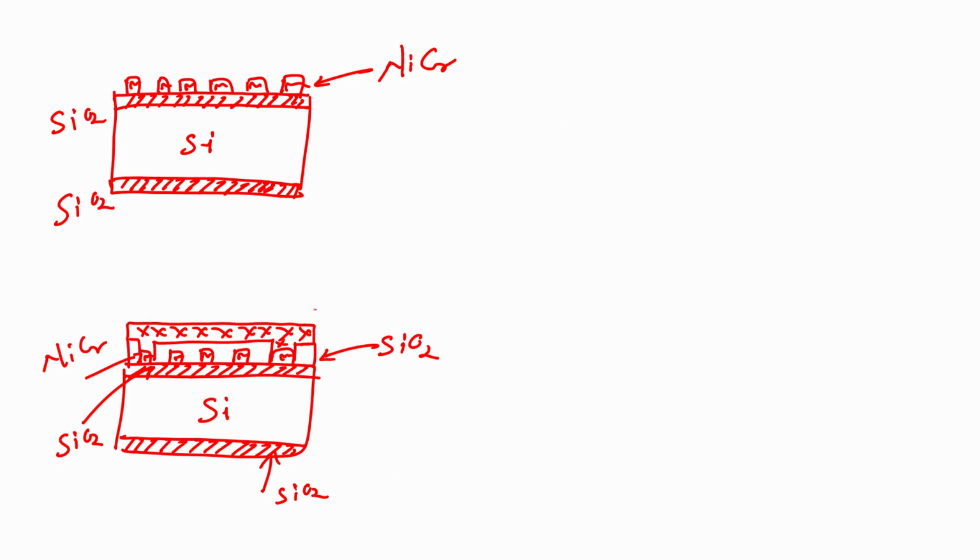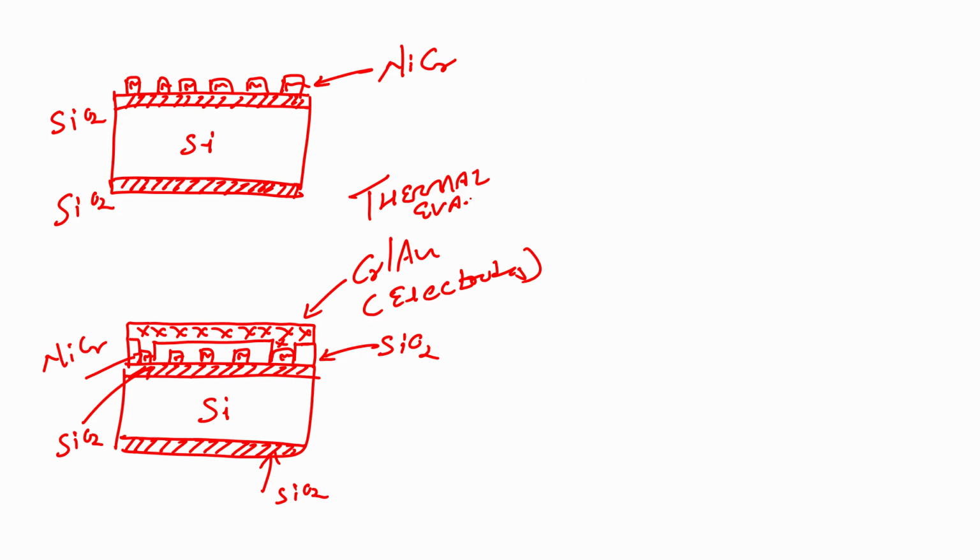This metal is chrome gold. This chrome gold is for electrodes. You can see there are two heater contacts. Now, I want to have electrodes. So, for electrodes I will first deposit the metal using thermal evaporation. After depositing the metal, the next step that I will perform is photolithography.